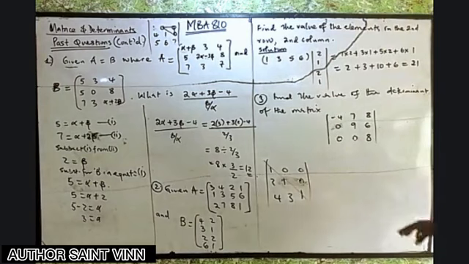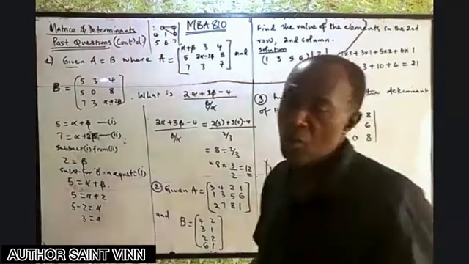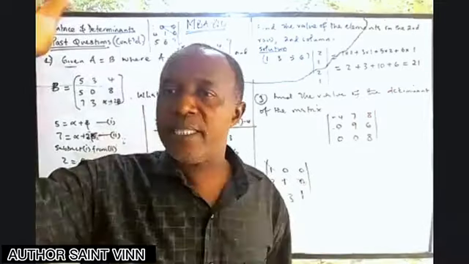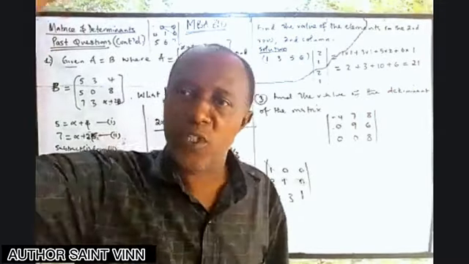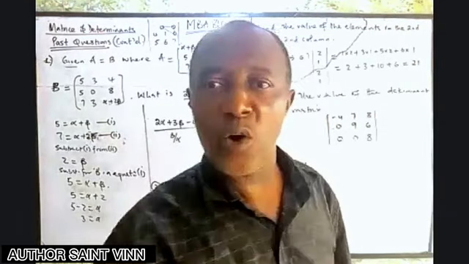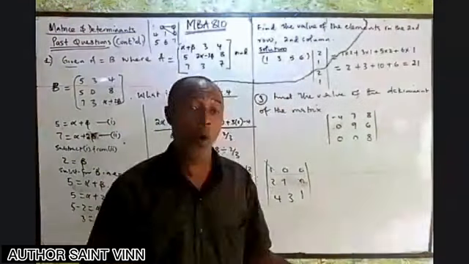A square matrix means equal rows and equal columns. Have you forgotten? When the number of rows and columns are the same, it's square. Whether it is 3 by 3, 4 by 4, 5 by 5, 6 by 6 or 7 by 7, as far as the number of rows and columns are the same, we say it's a square matrix.